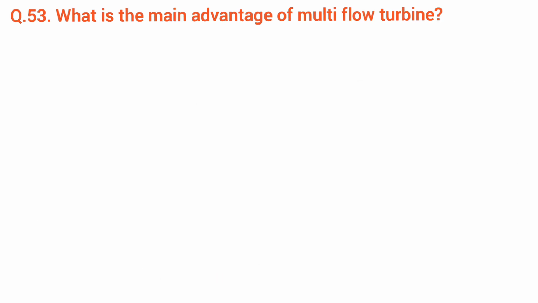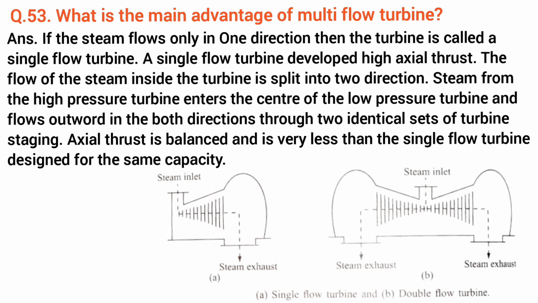What is the main advantage of multiflow turbine? If the steam flows only in one direction, then the turbine is called a single flow turbine. A single flow turbine develops high axial thrust. In a multiflow turbine, the flow of steam inside the turbine is split into two directions. Steam from the high pressure turbine enters the center of the low pressure turbine and flows outward in both directions through two identical sets of turbine staging. Axial thrust is balanced and is very much less than in a single flow turbine designed for the same capacity.